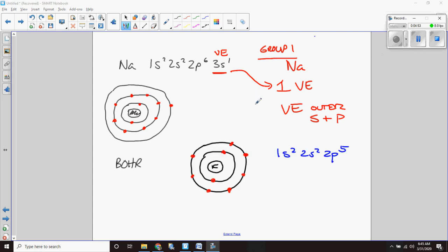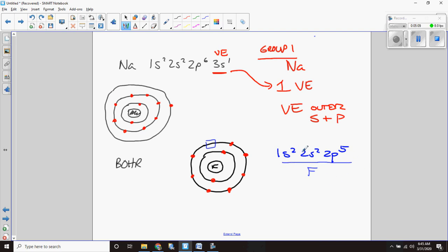Okay, so we talked about this a lot. What happens when an atom like sodium comes in contact with an atom like fluorine? And this is the Bohr diagram for fluorine. It's got 7 valence electrons, so it's missing a valence electron right there. And here's its electron configuration.